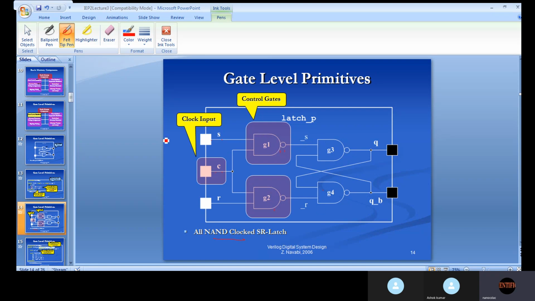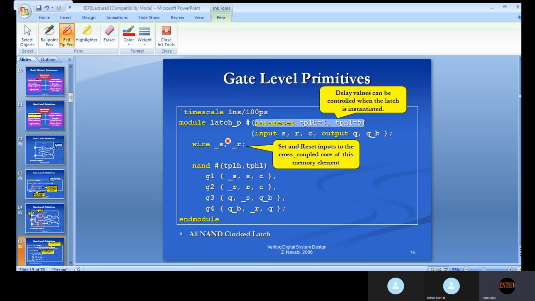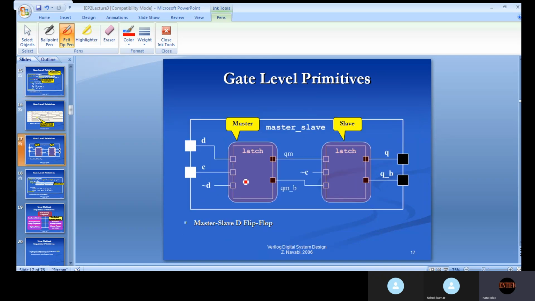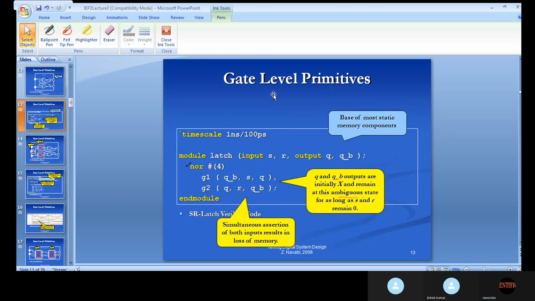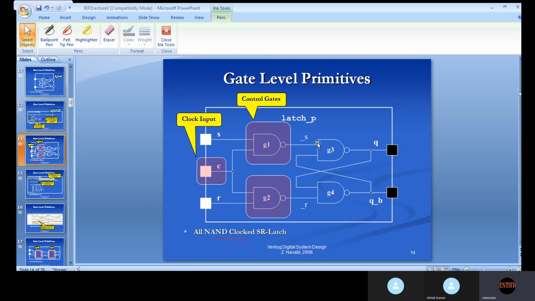SR latch. Okay, so how you are designing this, look, you are taking an SR latch. The set and reset inputs are S bar and R bar, or else this dash S and dash R are the set and reset inputs to the cross coupled core of the memory element. 4 NAND gates you are instantiating. According to these 4 inputs and outputs, you are just writing the code for these 4 NAND gates.